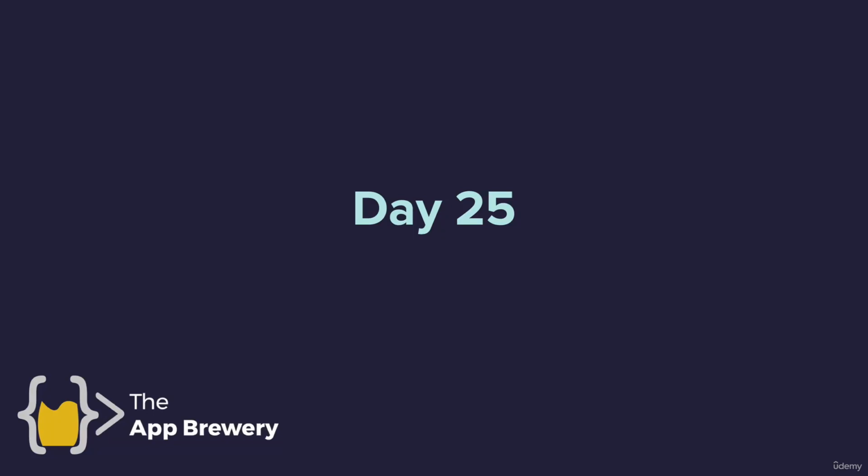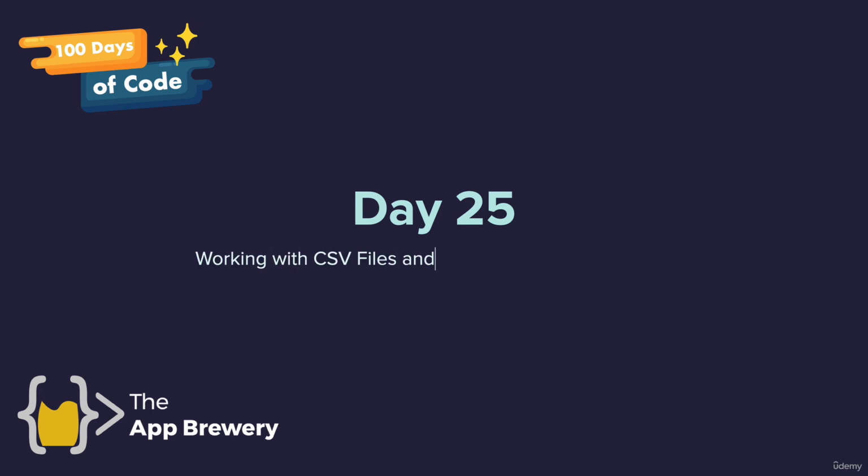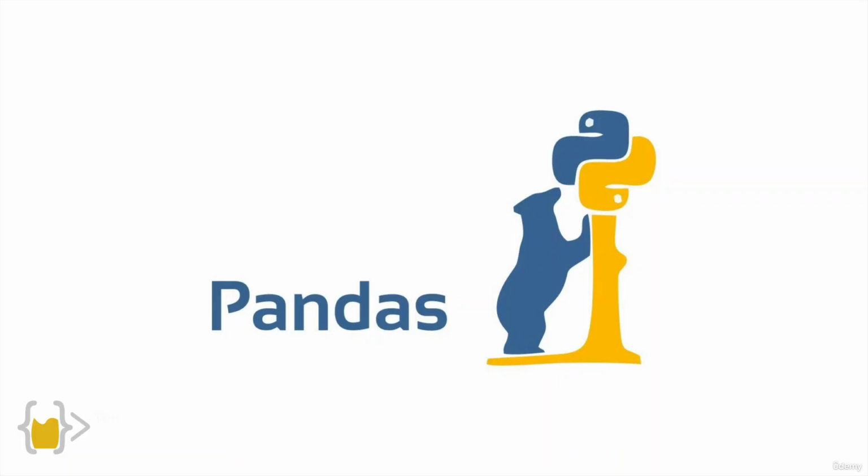Hey guys, welcome to day 25 of 100 Days of Code. So today we're going to be learning about how to work with CSV files. So not just text files as we saw in yesterday's lessons, but we're going to be working with data files and we're going to be analyzing that data with a library called Pandas. This is one of the most popular Python data analysis libraries, and we're going to get to grips with how we can use it to start getting some insight into our data.